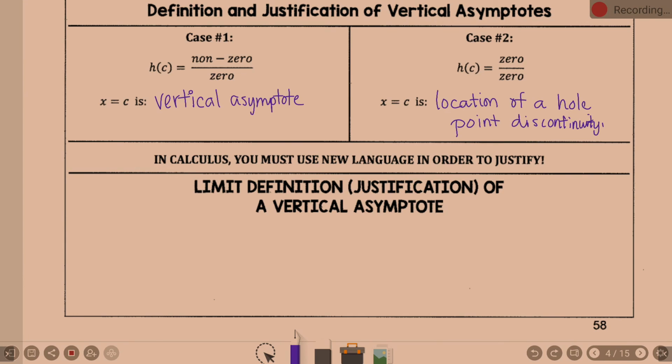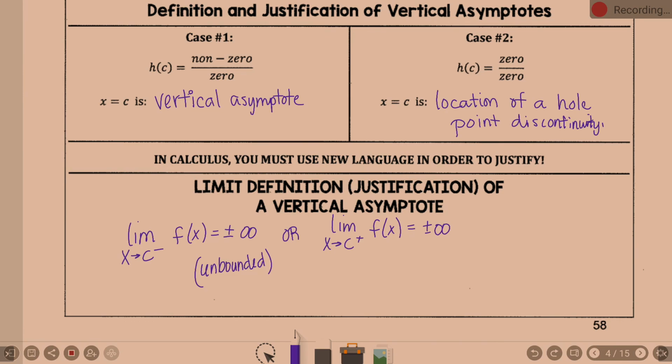Limit definition justification of a vertical asymptote. So how do we show a limit? You'd have to do the limit as x approaches c. I think I have this as two separate ones. From one side, the limit as x approaches c of a function, and that's going to equal either positive or negative infinity. Or, the limit as x approaches c from the right of f of x equals plus or minus infinity. So if x approaching c equals an infinity, this is what we call unbounded behavior. When it approaches infinity, that's your proof that x equals c is an asymptote.